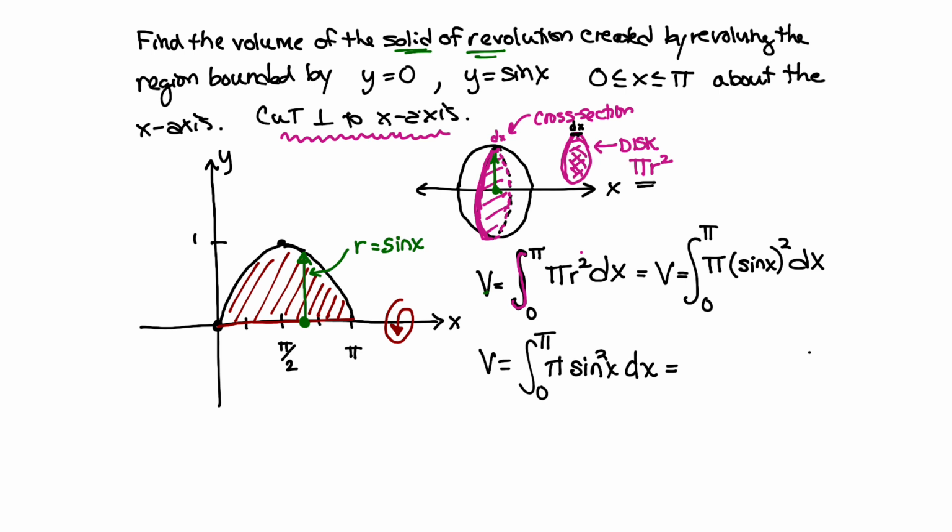What was the next step? We took out the pi, and then we did the power reducing rule. Okay, slow me down. Hang on one sec, I got to catch up to you.